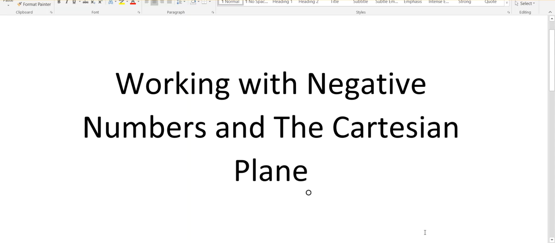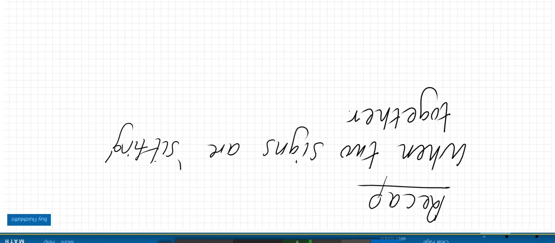Hi, this session is on working with negative numbers and the Cartesian plane. Okay, so with negative numbers, we'll just recap on a few skills we have covered in class.